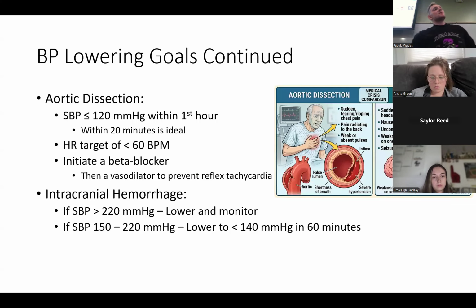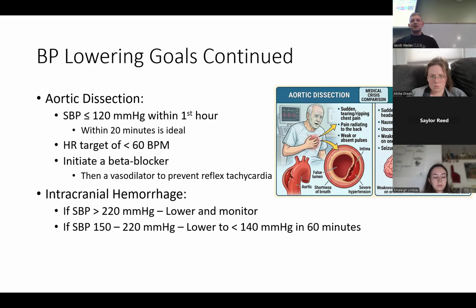All right. In aortic dissection, our goal for systolic blood pressure is less than 120 within the first hour, but ideally we want to lower it to less than 120 within the first 20 minutes of seeing the patient. Our target heart rate is less than 60 beats per minute. We want to initiate a beta blocker, then a vasodilator to prevent reflex tachycardia. Once we start that beta blocker, the body's going to try to compensate to increase cardiac output by causing tachycardia, so we want to stop that before it happens.